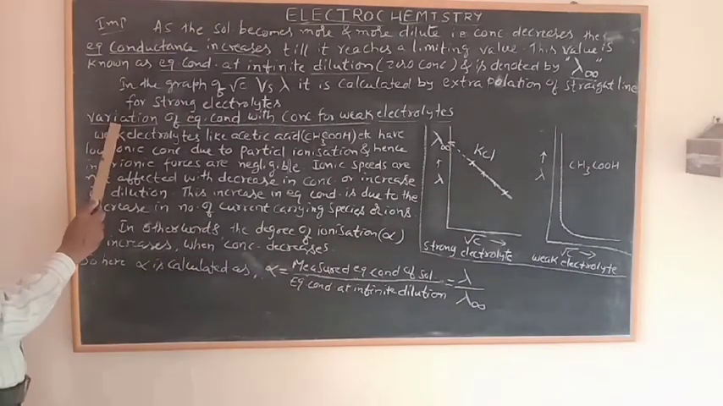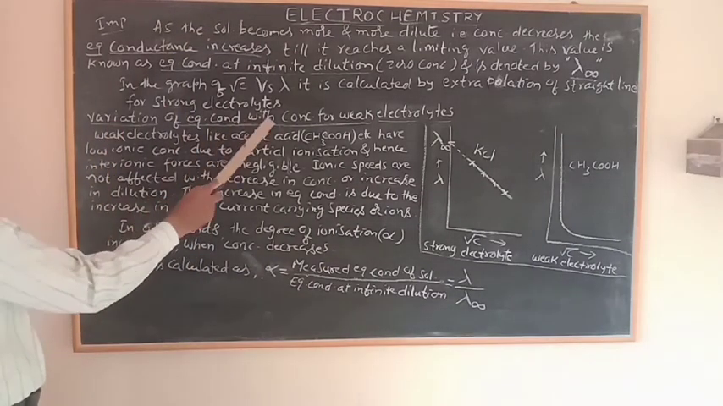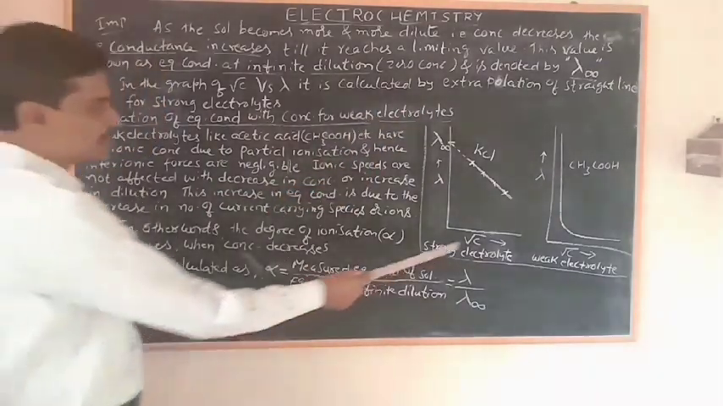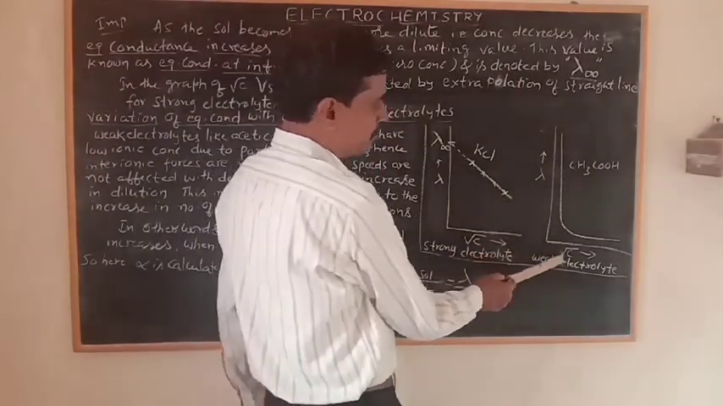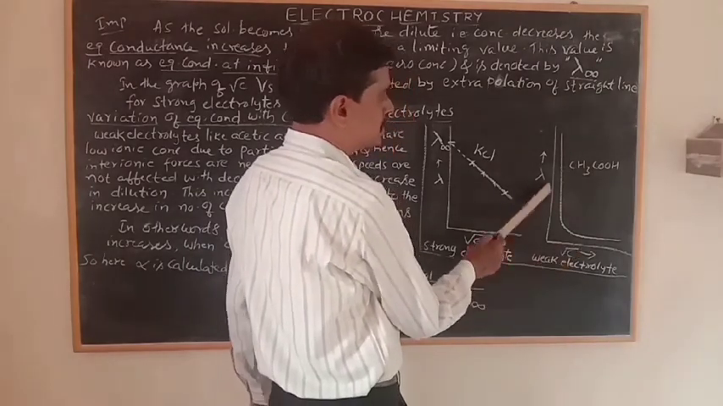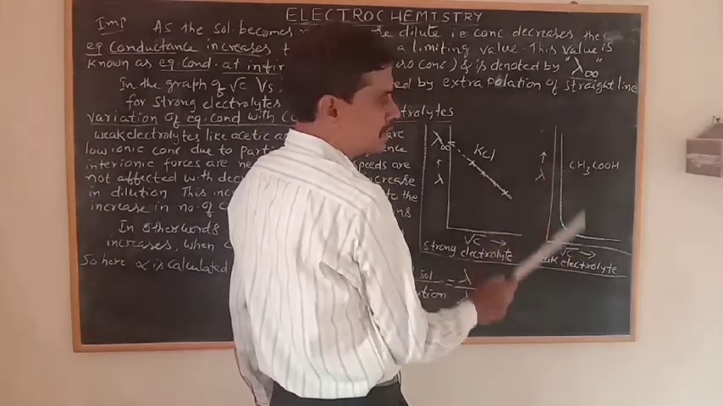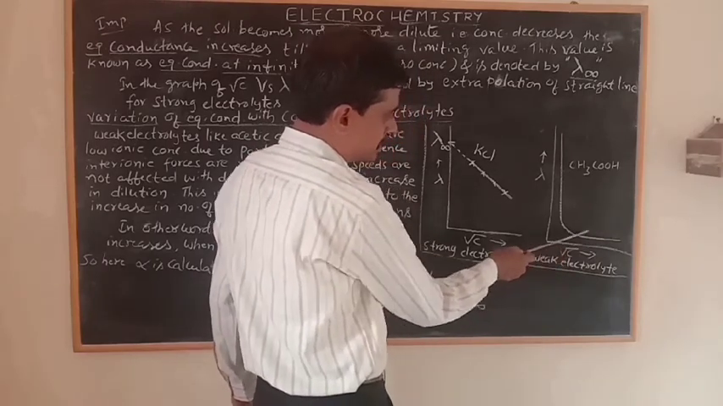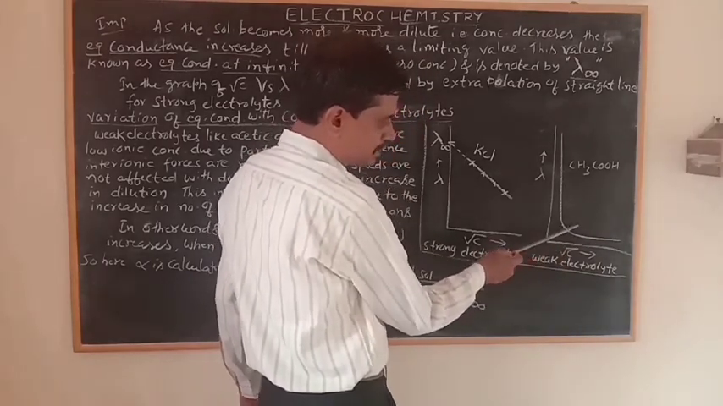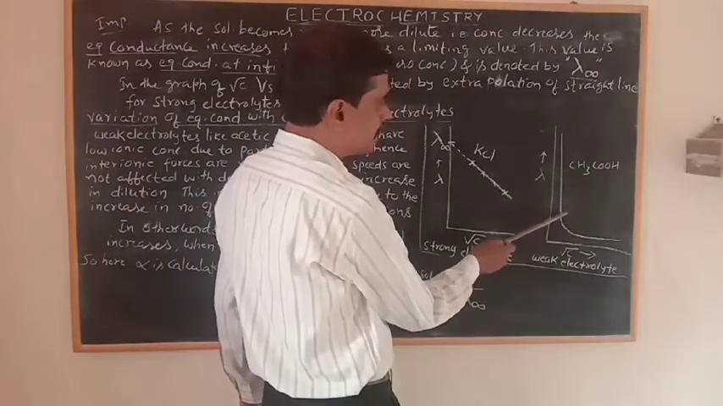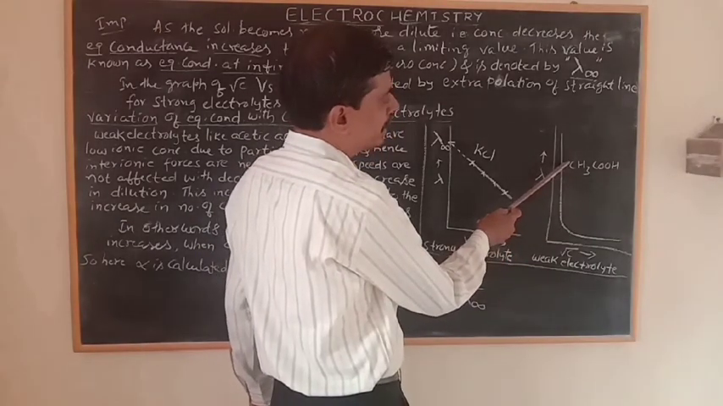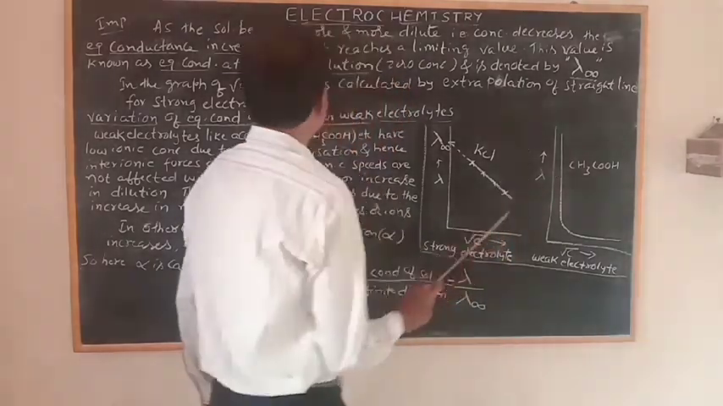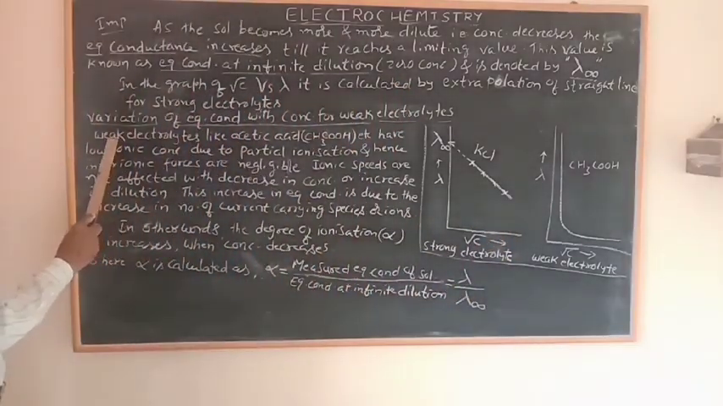Then the second concept in this is variation of equivalent conductance with concentration for weak electrolytes. Here is the graph. If you plot the graph of square root of C concentration against the equivalent conductance on the y-axis, the curve is like this. At lower concentrations, gradually the equivalent conductance remains the same, but at a certain point it suddenly increases, and there is no touching of this line with the y-axis. This can be explained like this.